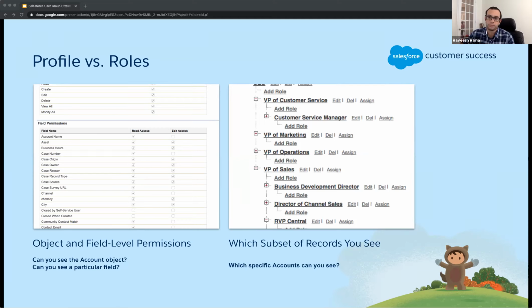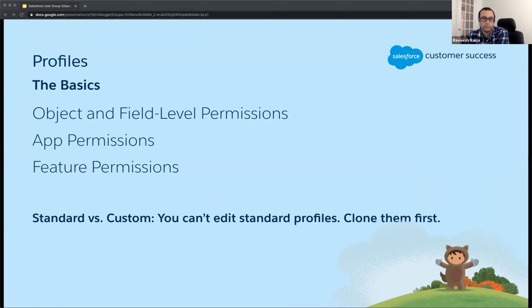Okay, so keeping that in mind, I just wanted to make sure that we're all on the same page as far as profiles and roles are concerned. When it comes to the basics of profiles, we have object level access, field level access, app level access or app permissions, and feature permissions as well. A lot of what you want to make adjustments to is usually done on the profile level to satisfy your specific use case.